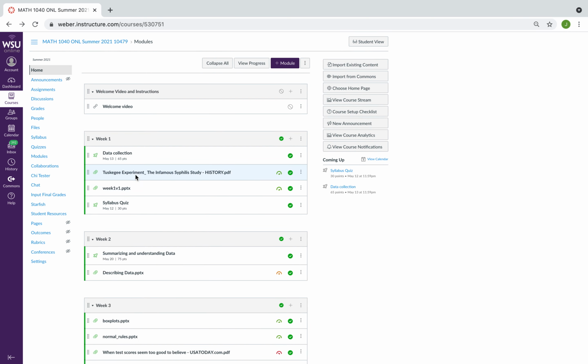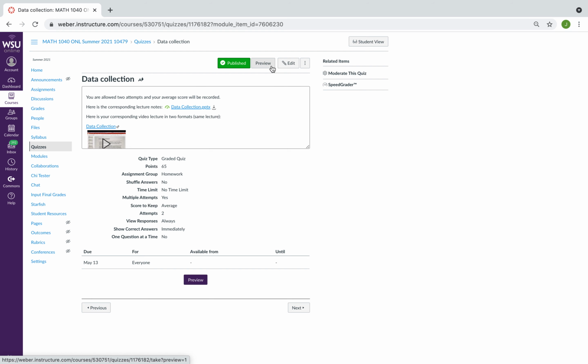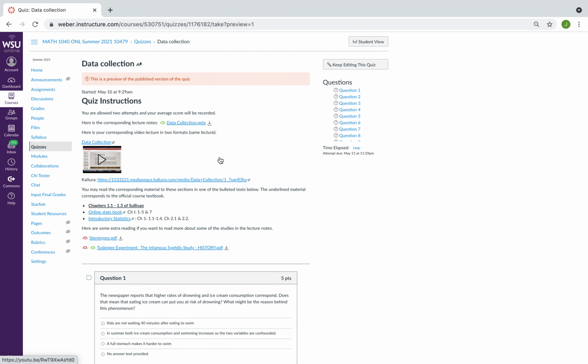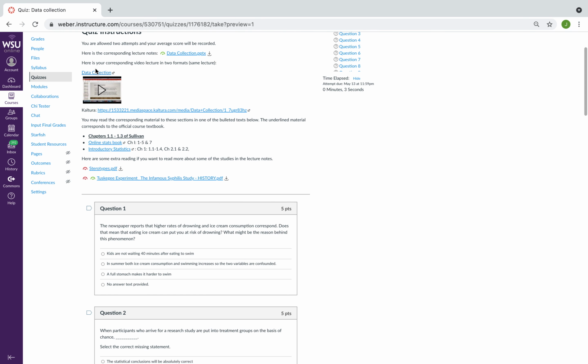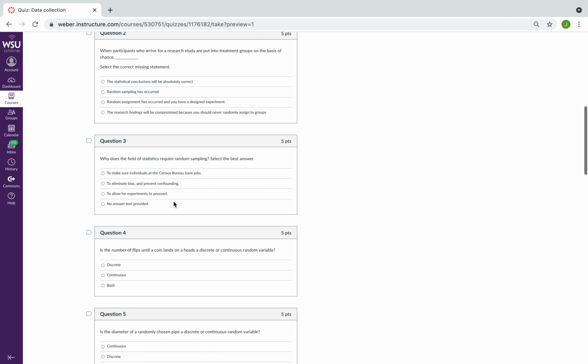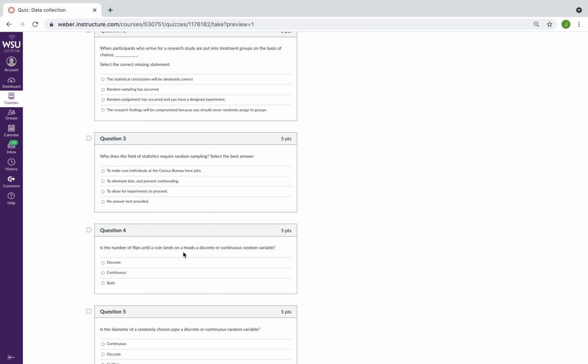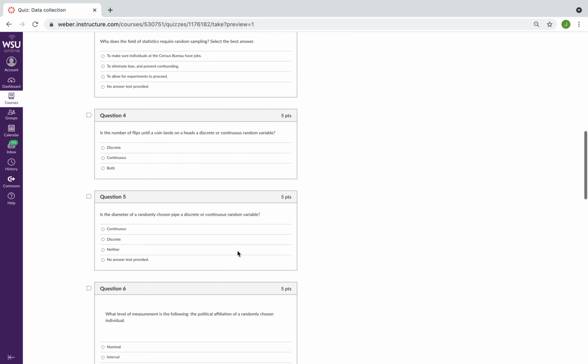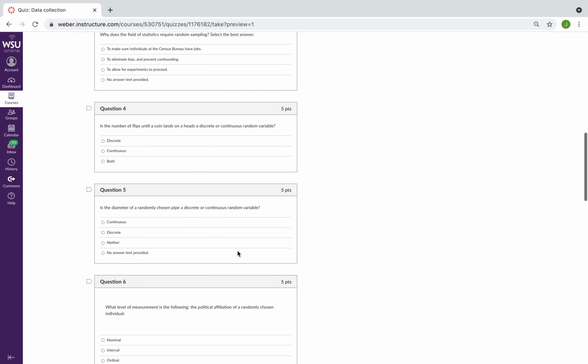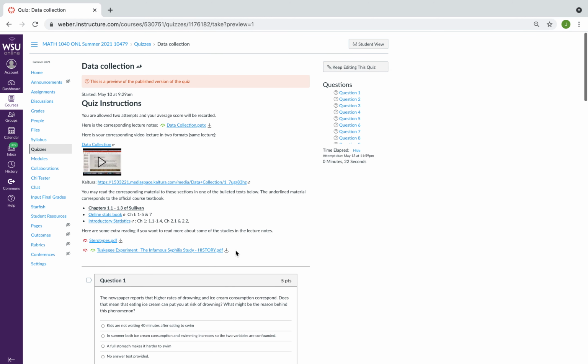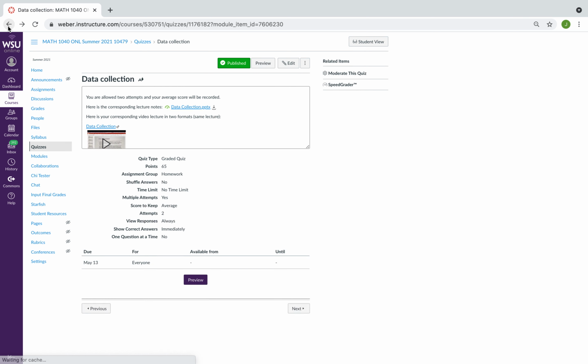Okay. So in this week 1, you have a data collection quiz. That's here. And I'll preview it for you. So, you get your lecture notes. You have your questions here. Select the best answer. Is the number of flips until a coin lands head a discrete or continuous random variable? All these different answers that you're to select. And let me go back one more time.